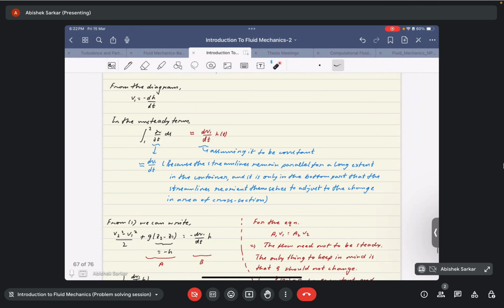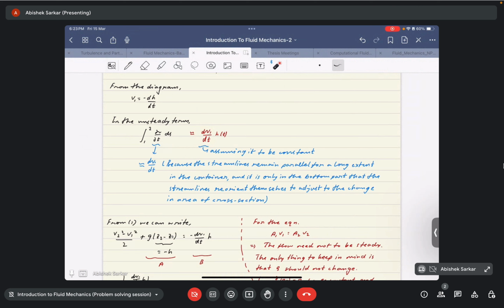Okay, so there's a certain assumption involved while simplifying this term from this to this, that we take dv1 by dt to be constant. Why? Because the streamlines remain parallel for most of the distance or the depth of the tank, and it's only in the bottom part near the orifice or the hole where the streamlines converge in order to reorient themselves to take into account a change in the area of cross section.